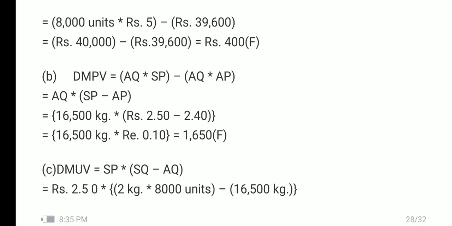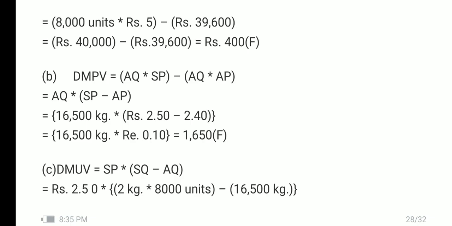DMPV, material price variance, is equal to actual quantity into standard price minus actual quantity into actual price. Here standard price is 2.50 per kg, actual price paid is 2.40 per kg, difference is rupees 0.10, that is 10 paise. The actual price paid is lesser than the standard price of 2.50. So, 10 paise into actual quantity utilized 16,500 kg will give us 1,650 favorable variance.